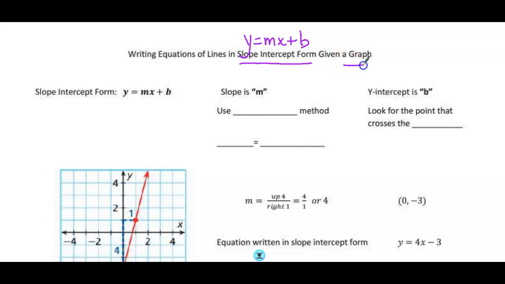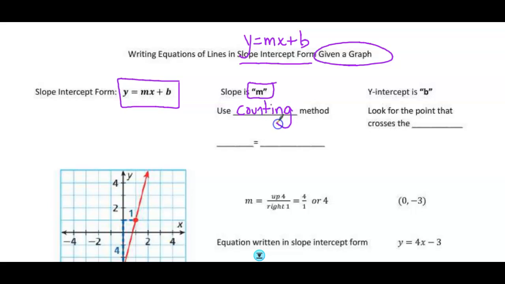Today, I'm just going to ask you to know how to write an equation in slope-intercept form if I give you a graph. So again, here it is, slope-intercept form, y equals mx plus b. It's really important that you know that because in the coming weeks, we're going to learn another form. So slope is m. And because we're using a graph, I want you to use the counting method. We've been using the counting method for the past couple of weeks.